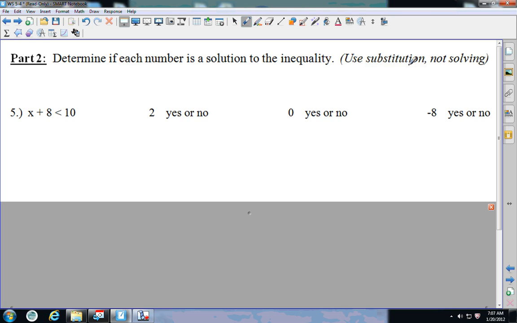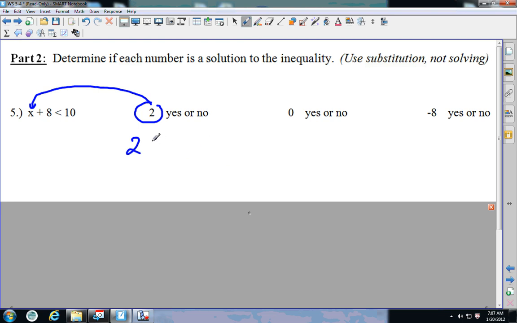Now in this one, it wants us to use substitution, not solving. They don't want us to solve, because one of the ways that some people do it is they solve for x by subtracting 8 from each side, and they get x is less than 2. And so they look and see, which numbers are less than 2? If this was just a test, you could do it this way. What they want you to do is plug it in. So they want you to take 2 right here and put it in here for x.